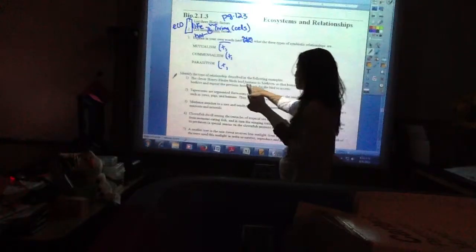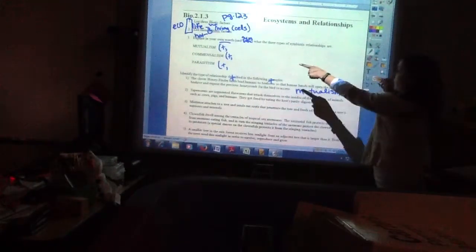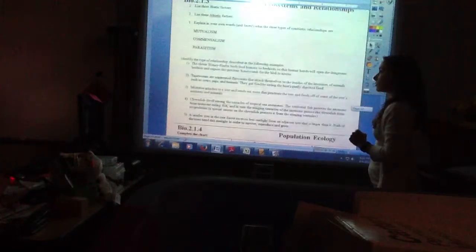The next is actual examples of this, and what I want to encourage you to do as you do this is use your symbols. So the clever honey finder birds lead humans to beehives, so that human hands will open the dangerous beehive and expose the precious honeycomb for the bird to access. The human gets a plus because it's getting honey. The bird gets a plus because it's getting honey, so it's plus plus. And so remember that is mutualism. And so you do have a few more examples to go through here. And once you've defined it, then you'll know how to find those answers.